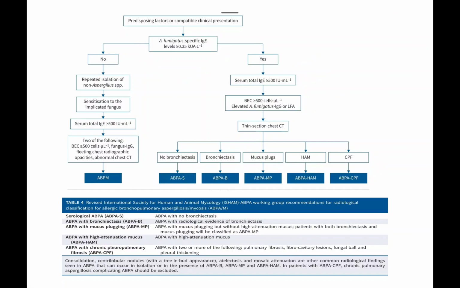If all these things, Aspergillus-specific IgG and IgE, are negative, then what will we do? Then we have to do a sputum culture. If it is any fungus other than Aspergillus, then we have to do the IgE, the eosinophil counts, fungus-specific IgG, and the abnormal CT. Then it becomes ABPM. So these are the 2 ways we diagnose ABPA and how we classify. These are the recent recommendations.